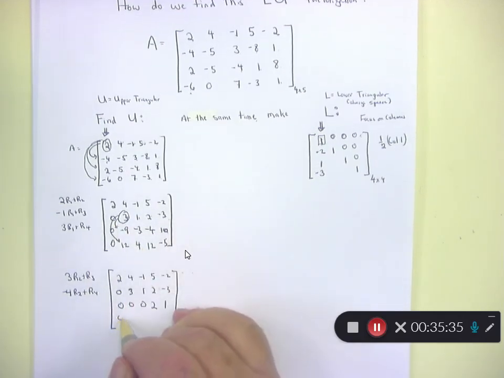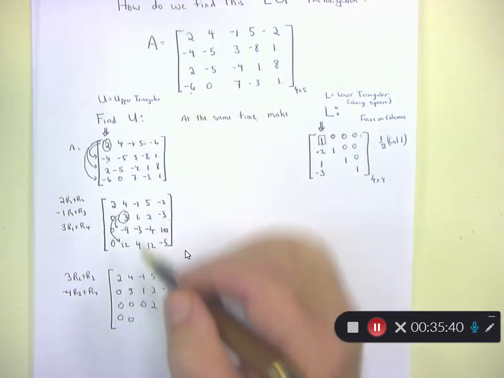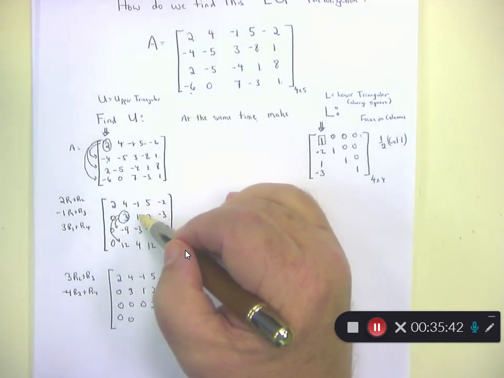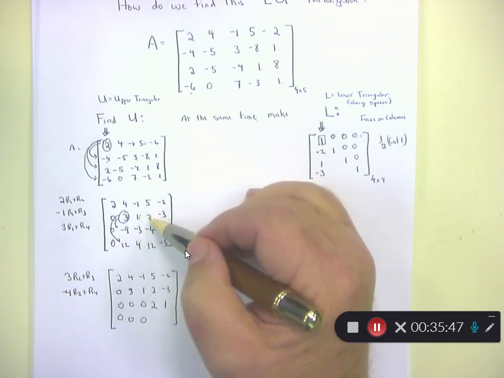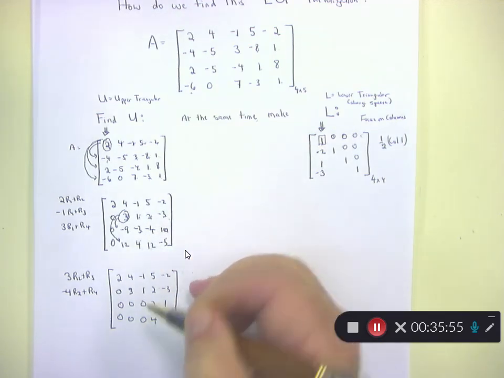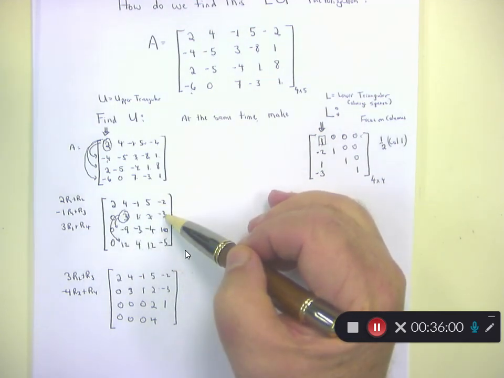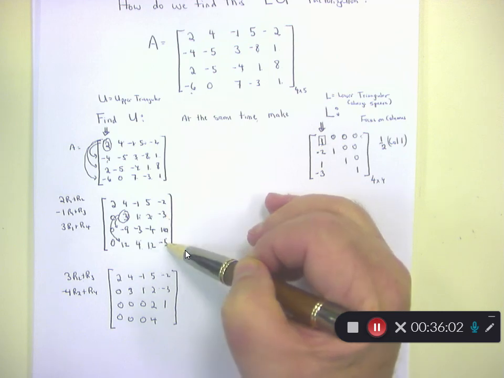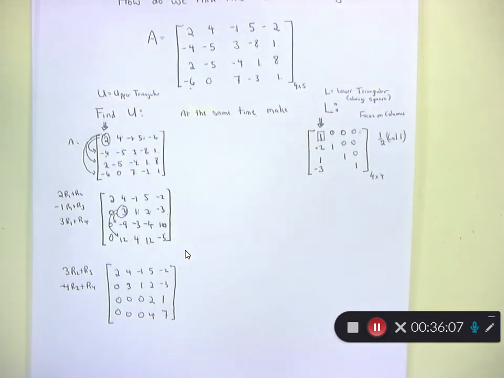The 0 times 0 is still 0, so let's go after this one. 3 times negative 4 is negative 12, plus 12 is 0. Negative 4 times 1 is negative 4, plus 4 is 0. Negative 4 times 2 is negative 8, plus 12 is, negative 8 plus 12 is how much? 4. And last one, let's see here, negative 4 times negative 3 is a positive 12, and 12 plus negative 5 is 7. Does that make sense? All right?